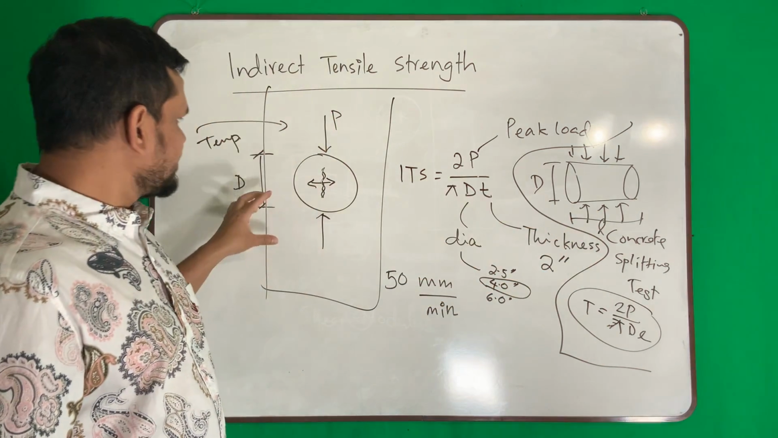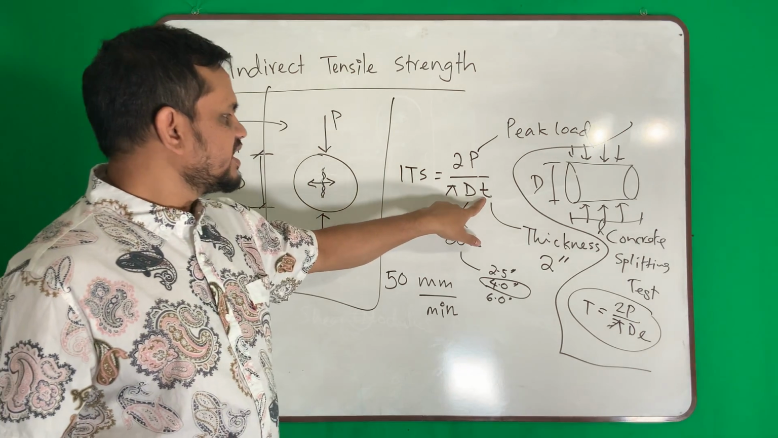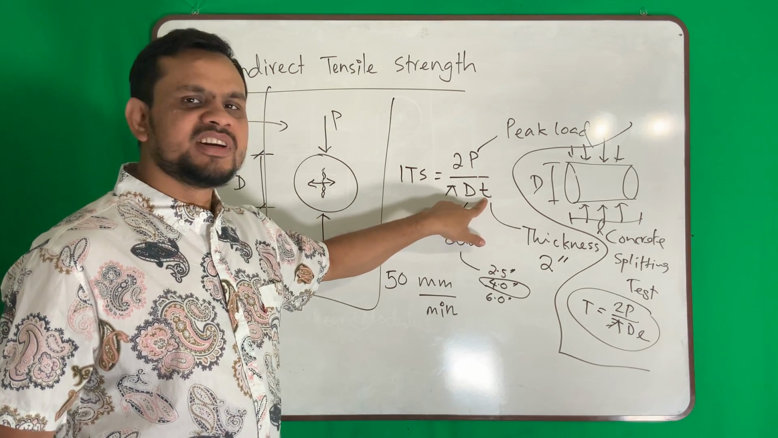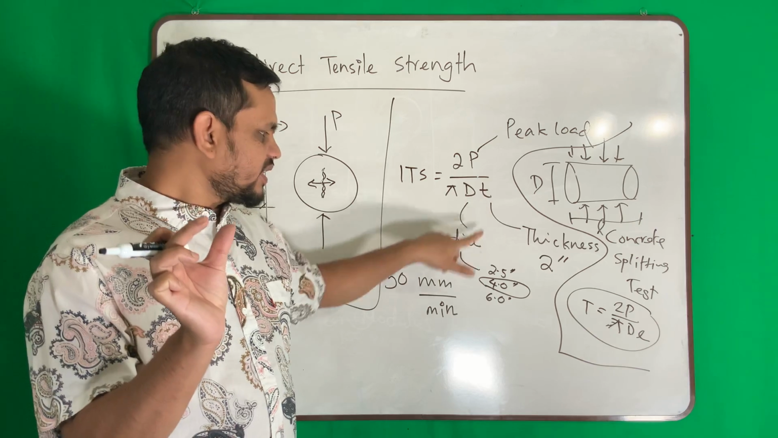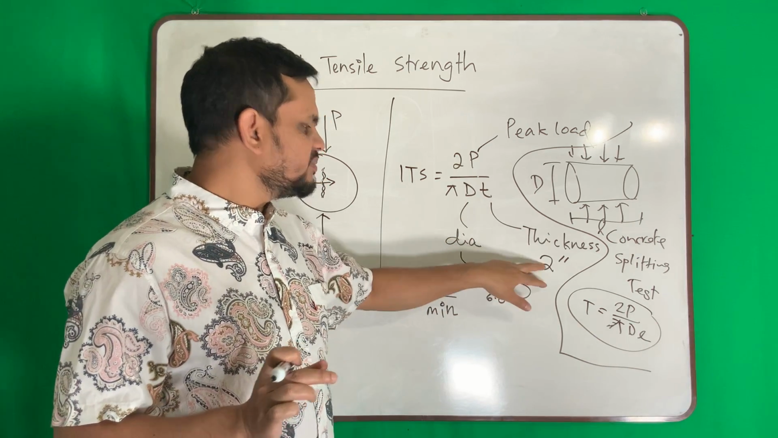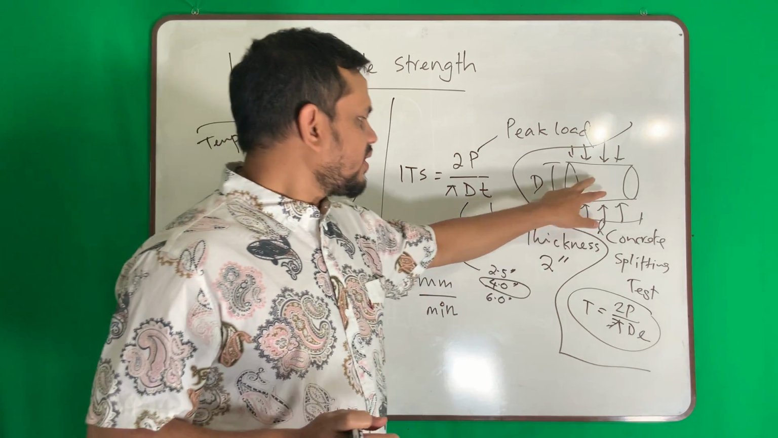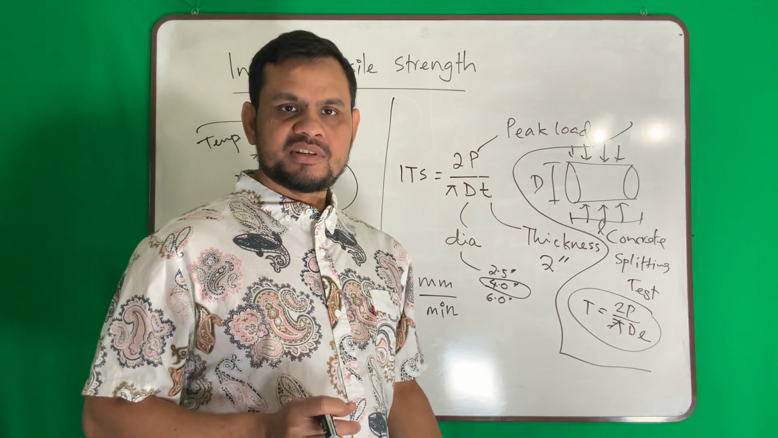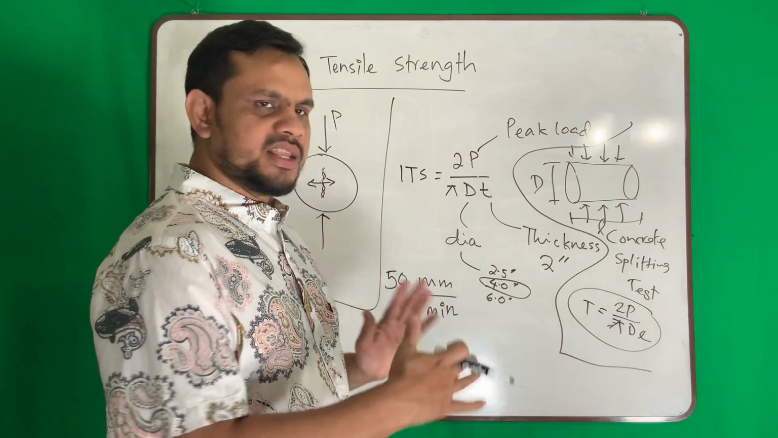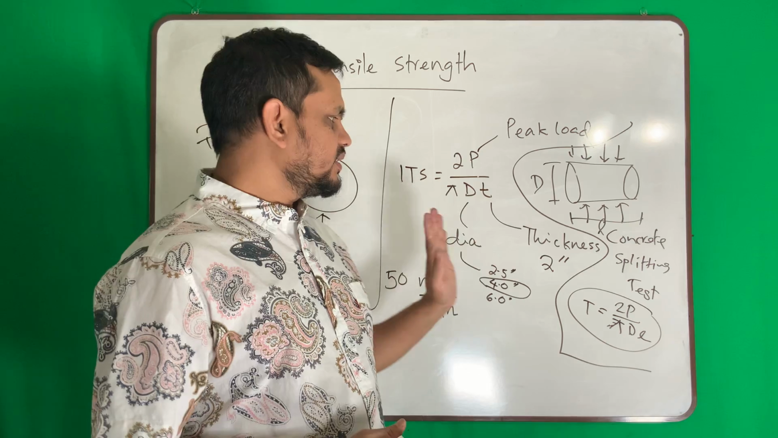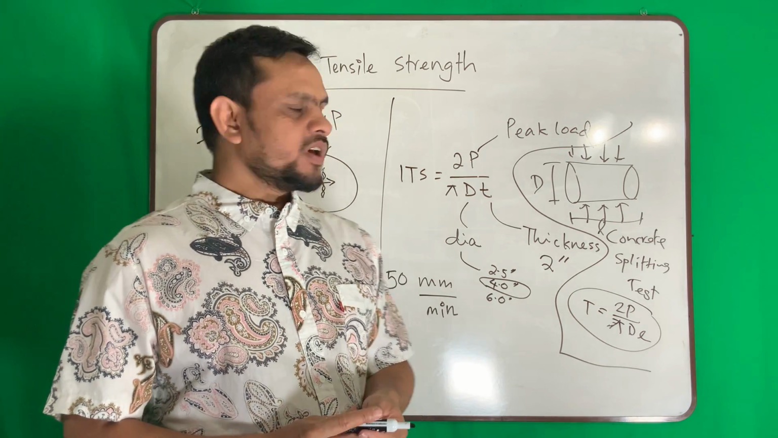Now same concept, except here we use the symbol T, thickness, because for asphalt we take a very small thickness, typically 2 inch. For concrete it is typically 12 inch, a big sample. That is the difference. Otherwise these two tests are very similar.